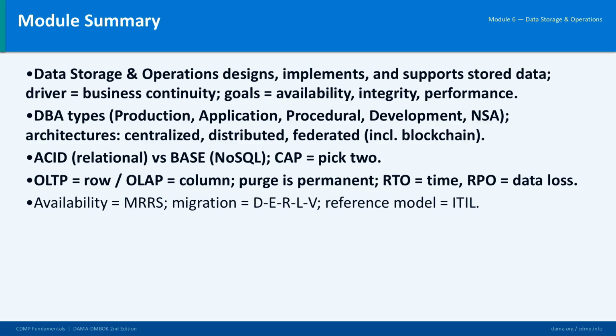ACID governs relational systems, BASE governs NoSQL, and CAP says pick two. OLTP is row-oriented, OLAP is column-oriented, purging is permanent, RTO is restore time and RPO is data loss. Availability is MRRS, migration is DERLV, and the reference model is ITIL. That's Chapter 6.